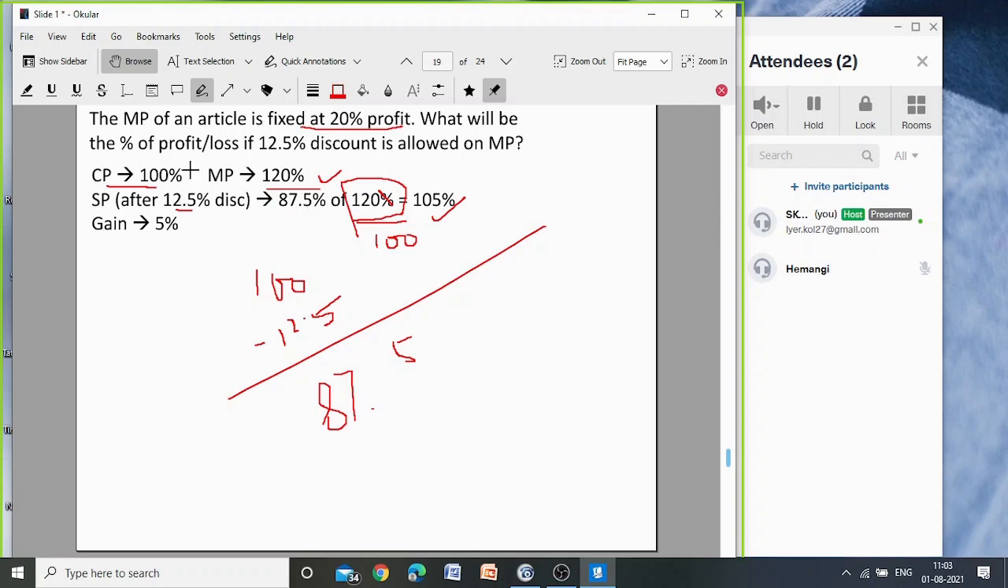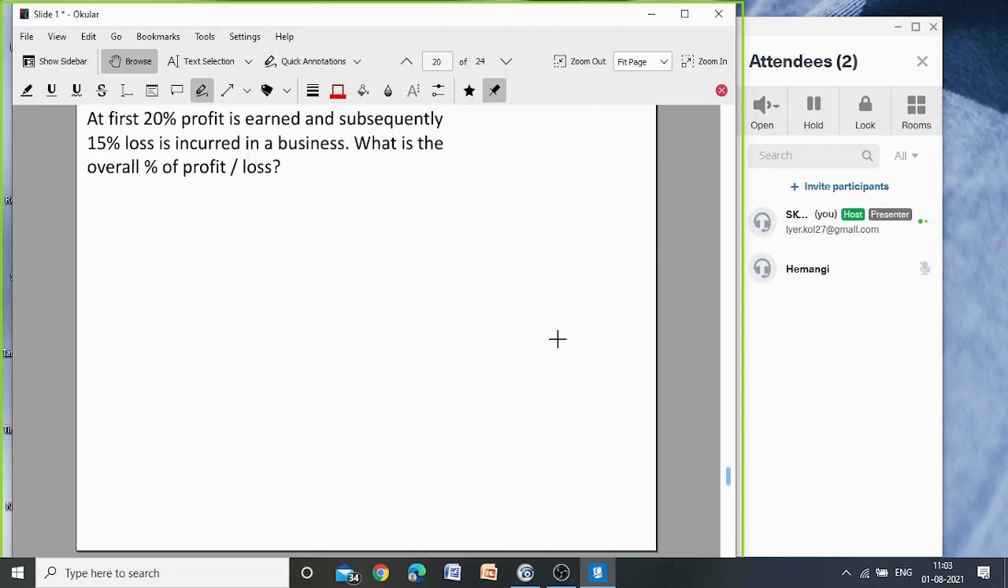So whatever you get above 100% is your profit, because your cost price is 100%. You were buying it for 100%. So anything you get above 100% is your profit, and anything you get below 100% is your loss. So if you're getting 105%, your actual gain would be 5%. Got it? Okay? Is this fine, beta? Can we proceed?